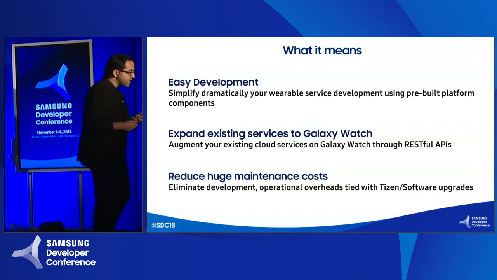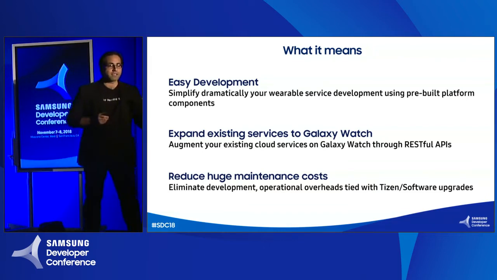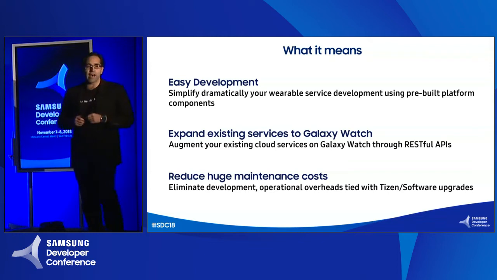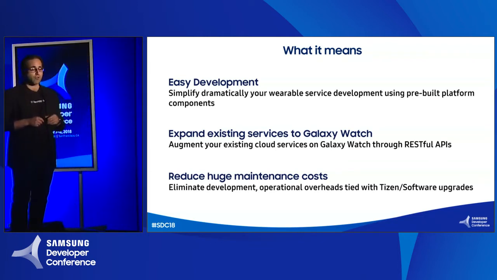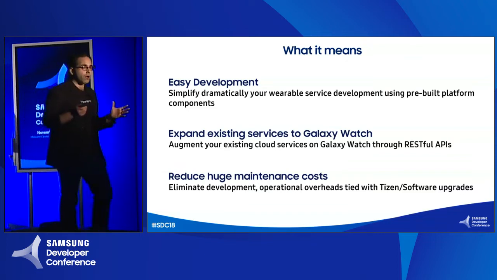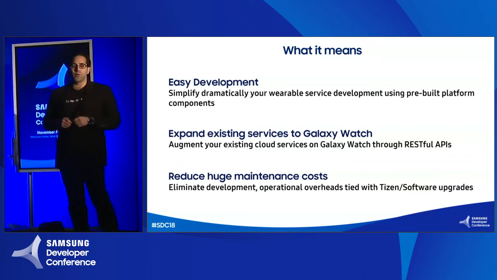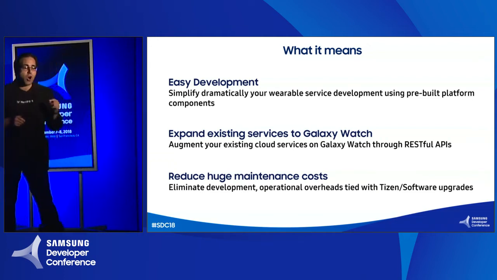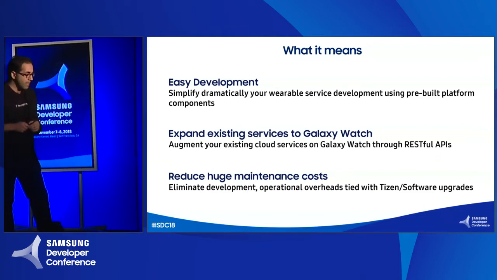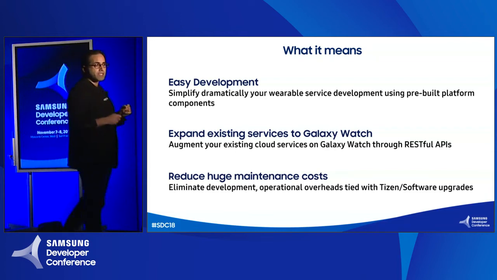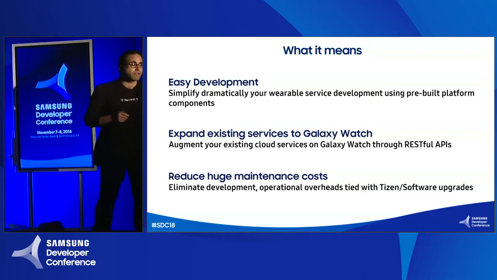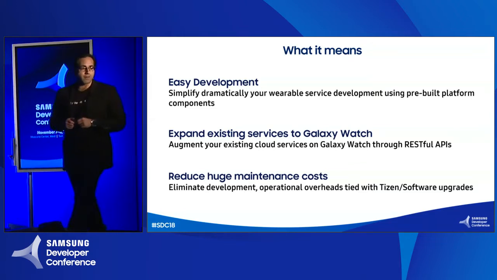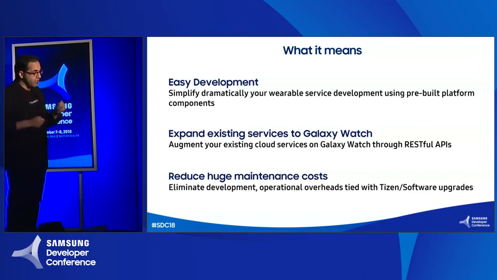So what it really means is now you, as solution providers and developers, have a very easy way of having a solution run on Galaxy Watch. You can expand your existing service. So for instance, if you have a solution that is already out there and you're not on Galaxy Watch, now you can augment that solution on Samsung Galaxy Watch. This also means that you can reduce your maintenance cost. And the reason is because Samsung takes care of all the upgrades with respect to Tizen or the operating system in general. Therefore, you can eliminate your development cost and operational overheads.